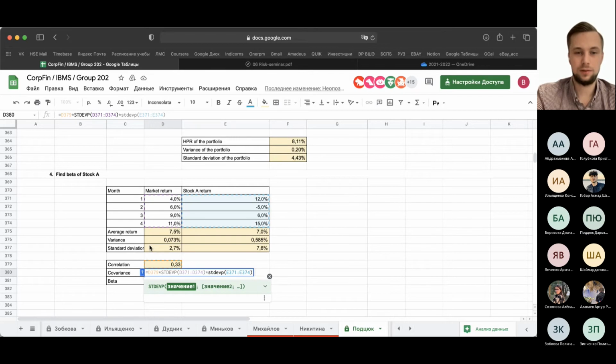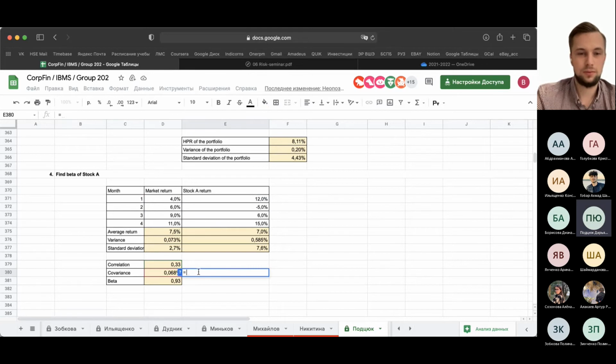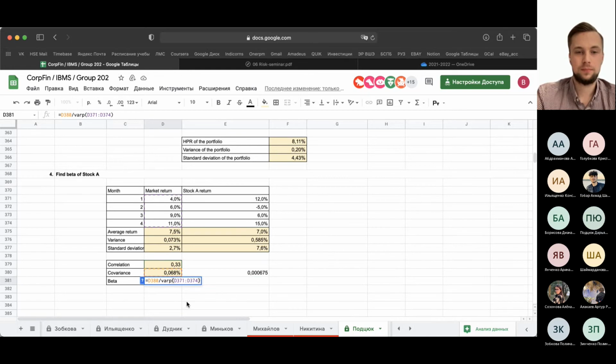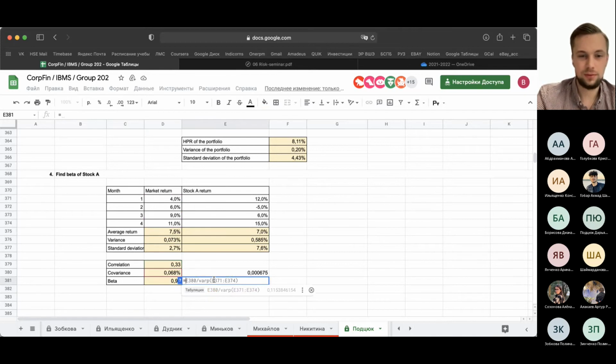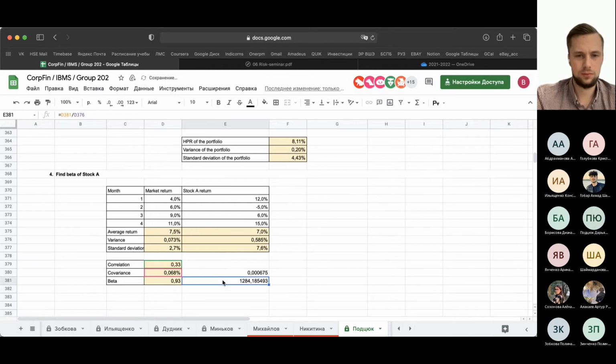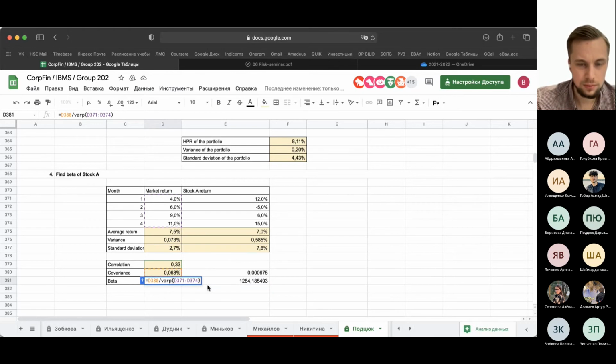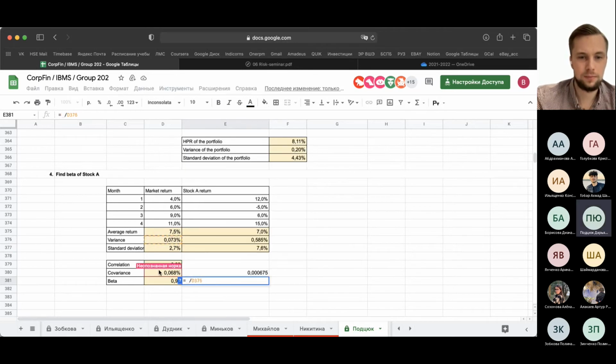Yeah, actually we have standard deviation here, so we can rewrite it. And the last step was to find beta, which is counted by dividing the covariance with the market by the variance of the market. Yes, and again we have it, so we can do this divided by the variance of the market. Covariance. Yeah.